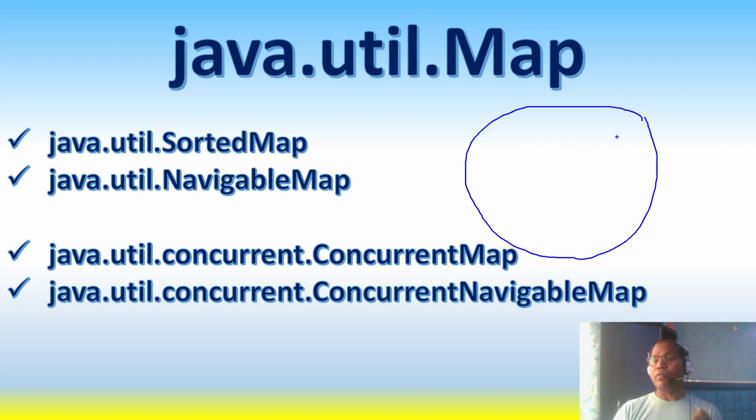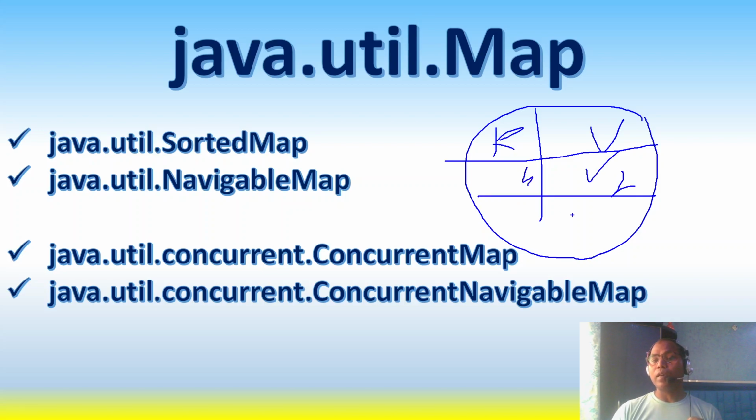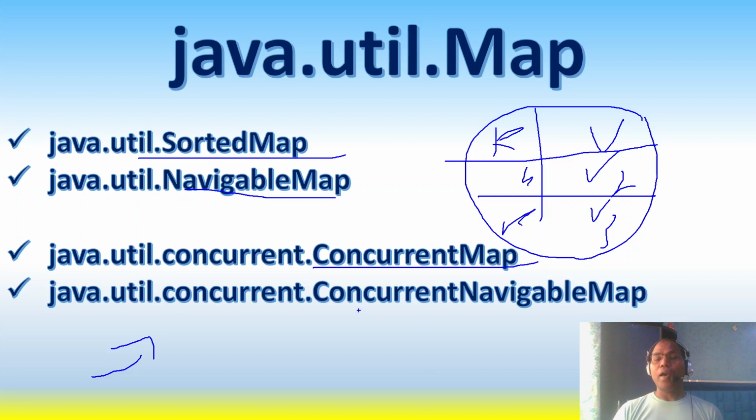Now let's look at another kind of group where we are going to store object values, but each object value is bound to a particular key. For that, we again have different sub-interfaces, like SortedMap and NavigableMap. Similarly, to support the multi-threaded environment, we have ConcurrentHashMap and ConcurrentNavigableMap. So map also has versions for both single-threaded and concurrent applications.